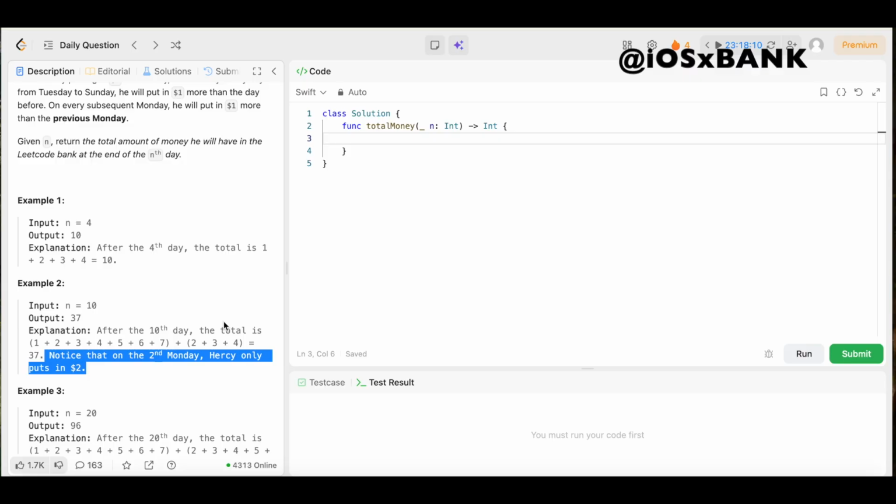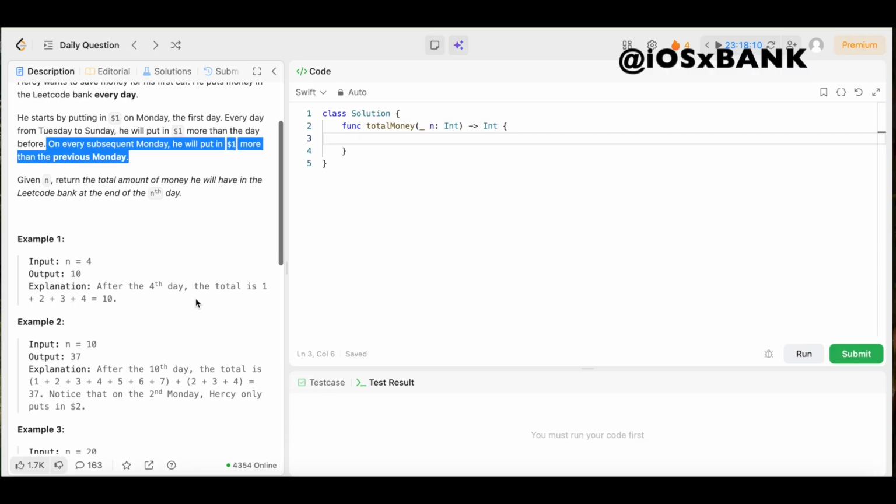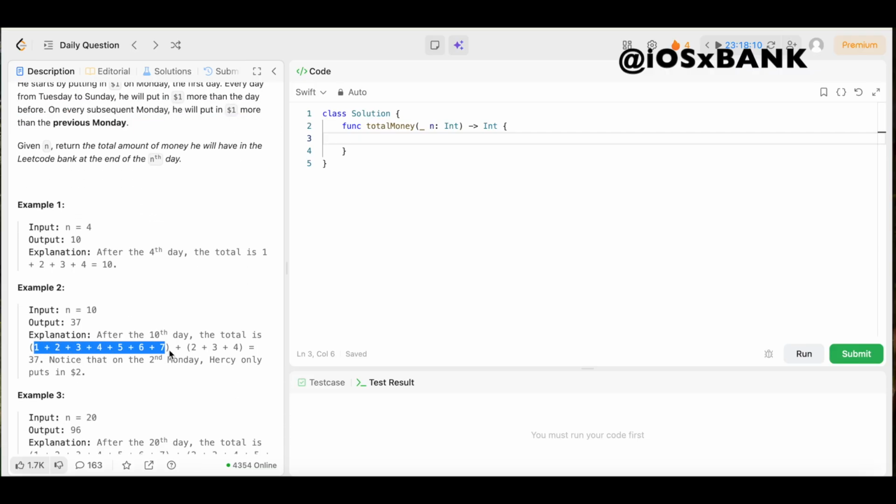So let's break this down one step further, right? So this is the first week. Boom. He just puts in $1 and then he puts in one more dollar every day that goes past, right? So similar to what he did in example 1, he did the same thing in example 2, but he did it for the whole week. Then it says on every subsequent Monday, he will put in $1 more than the previous Monday. So boom, we went through the first week.